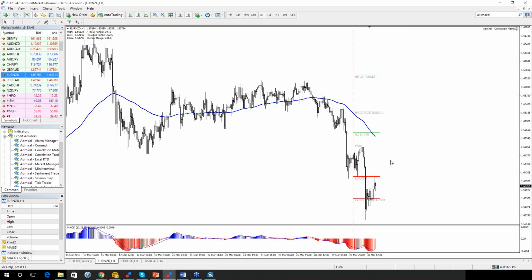Use correlation table and try from time to time to make a basket trade, at least on demo account before you start to go live. That is my advice.